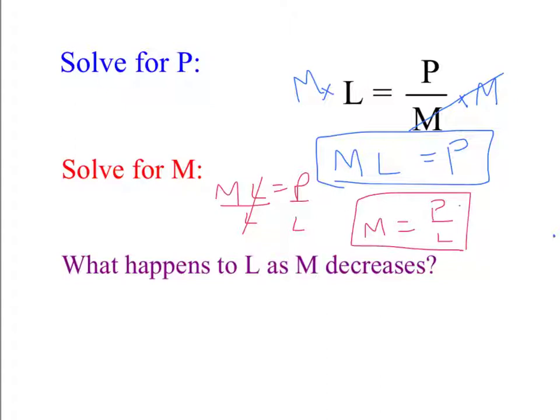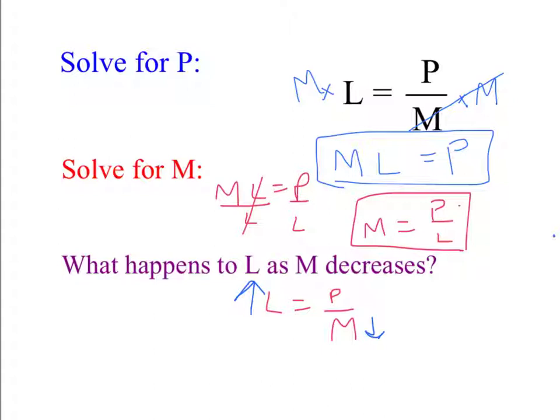Last question, what happens to L as M decreases? If we looked at our original equation, L equals P over M, if the variable M were to decrease, meaning get smaller, the denominator would be getting smaller and smaller. Eventually, it's going to reach 0.1, 0.001, and any number for P divided by a very small number will make L get increasingly large. So as M decreases, as the denominator decreases, L is going to increase.